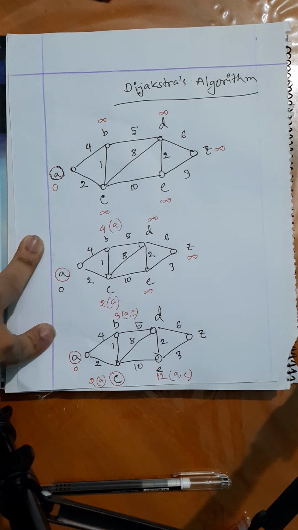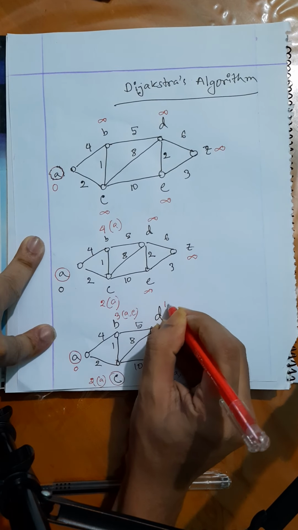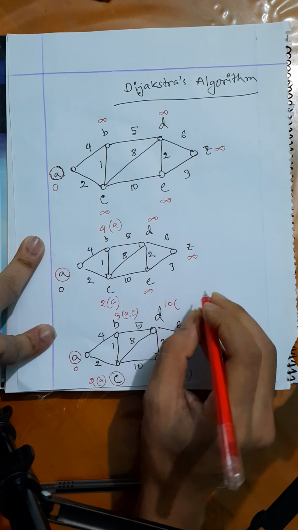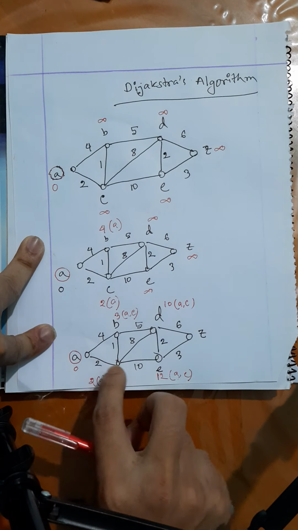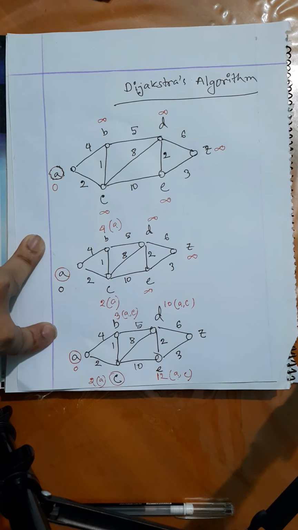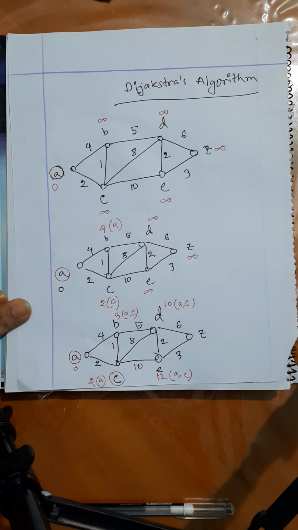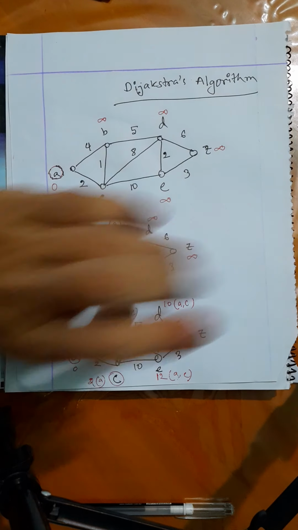What is going to be the distance value of D? It's going to be 10. I think you can imagine how it's 10, because 2 plus 8 equals 10, and the path is A comma C. Up to now, the work of A and C is done. So we will choose the next smallest number from the unselected nodes. We will not consider A and C anymore because we have found the shortest path to them. We will just consider the other nodes.